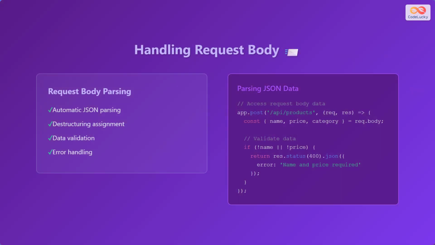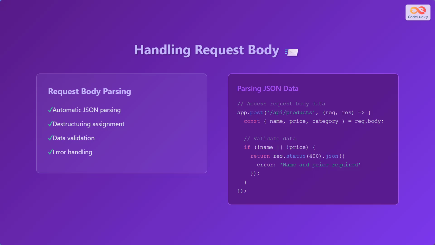Now let's explore the process of handling request bodies in our API. Some features of handling request bodies are as follows: automatic JSON parsing, destructuring assignment, data validation, and error handling. An example of parsing JSON data is given.